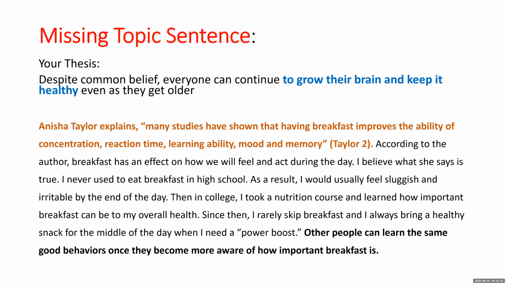It's very important to provide your own topic sentence in your own words that indicates the topic of your paragraph. And that sentence will then lead perfectly into the quotation you want to use from your source. So how can we fix this? Let's move to the next slide.